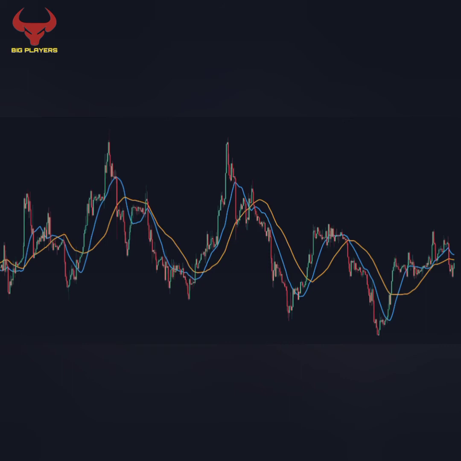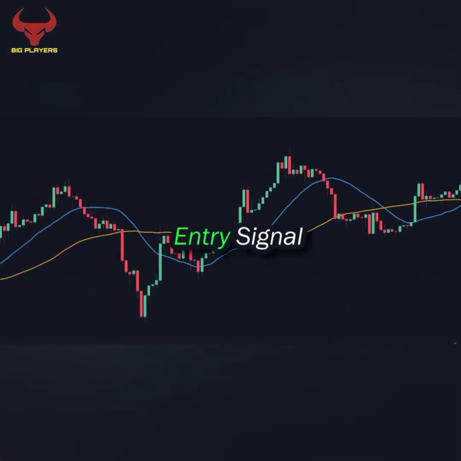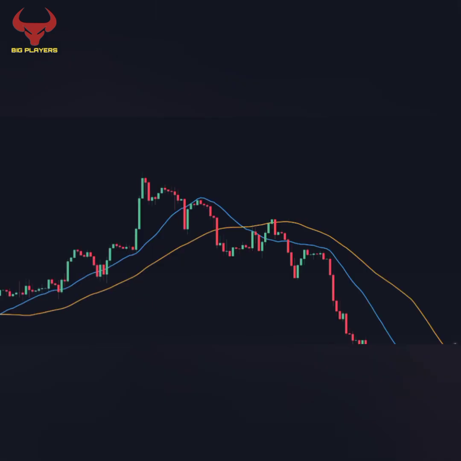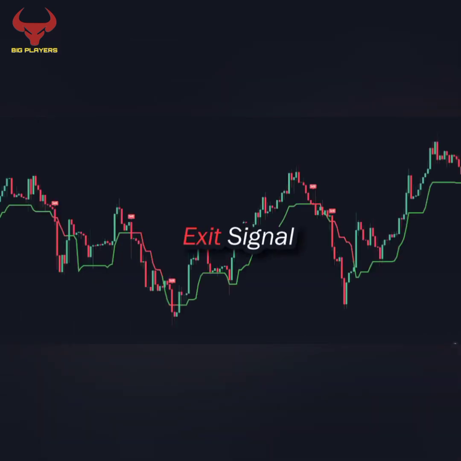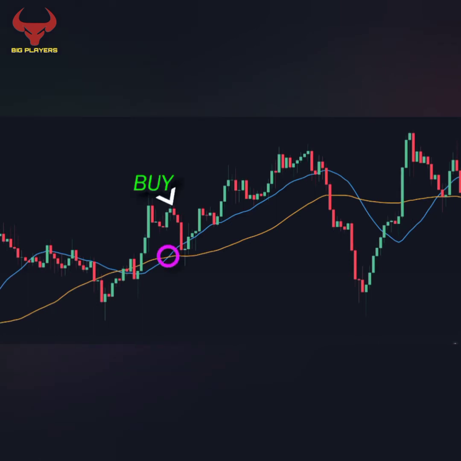So once you identified the right market, it's time to trade the crossover. For your entry signal, if the 20 MA crosses above the 50 MA, you take a buy position. And if the 20 MA crosses below the 50 MA, you take a sell position. And for your exit signal, you can use an exit indicator like the ATR trailing stop loss to exit your trades. This will give a much better exit compared to if you waited for the moving average to cross over again. For example, let's say you took a buy position here.